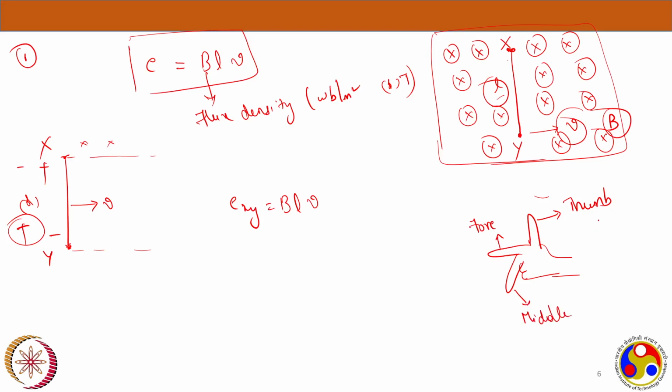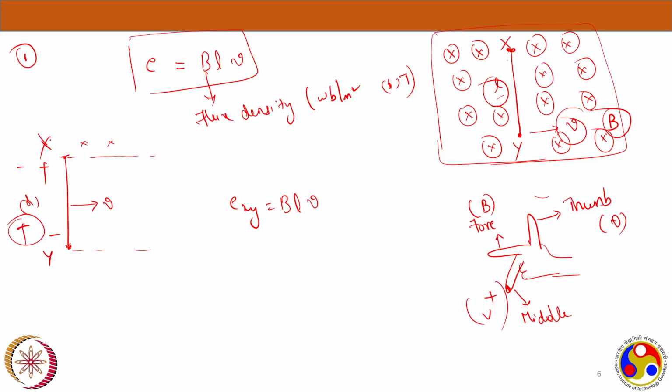Now, if the thumb denotes the velocity direction, and your forefinger denotes the magnetic field direction, and your middle finger tip, that is this particular tip, will denote the positive polarity of the induced voltage. Okay. Now let's apply it to this scenario here.